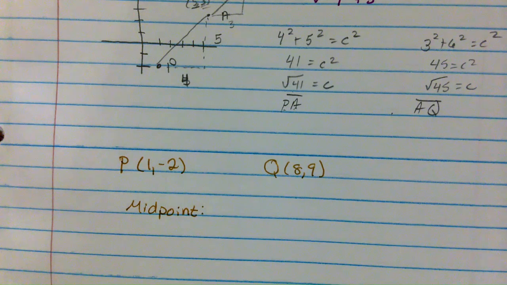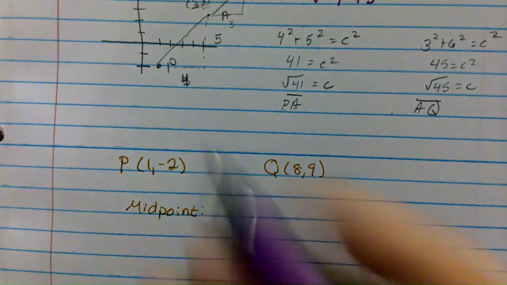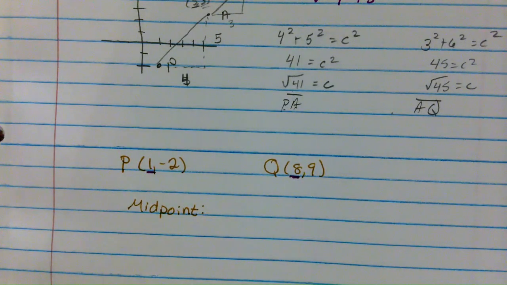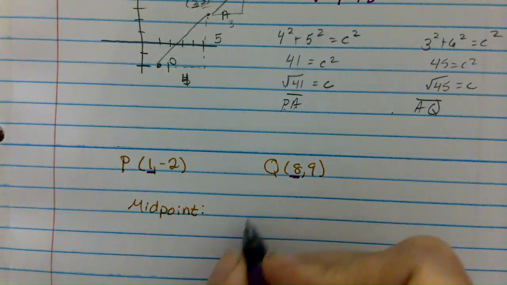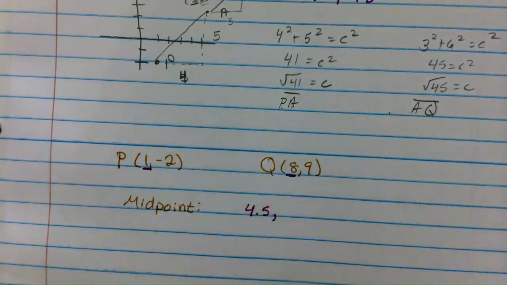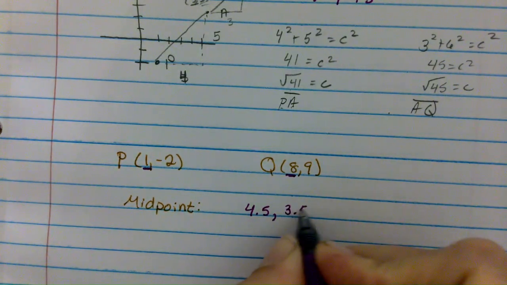Okay, well, you can memorize the midpoint formula, or you can think about it logically. What is halfway between 1 and 8? Can you visualize that? If you said it's 4.5, you're correct. And what's halfway between negative 2 and 9? If you said 3.5, you're also correct.